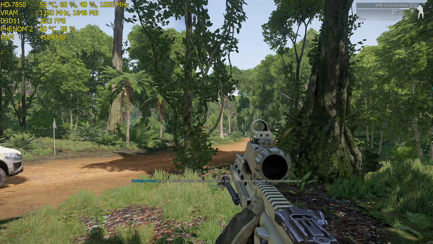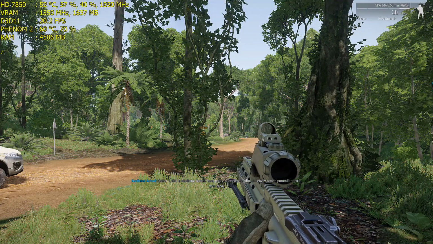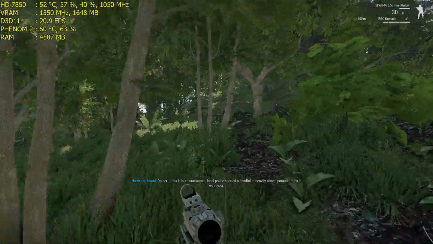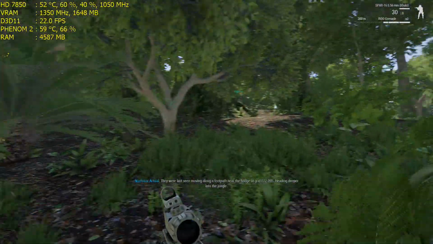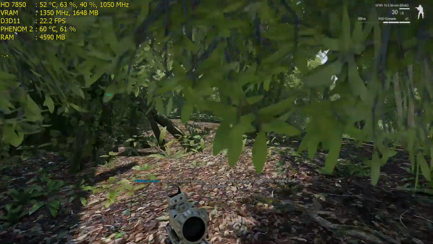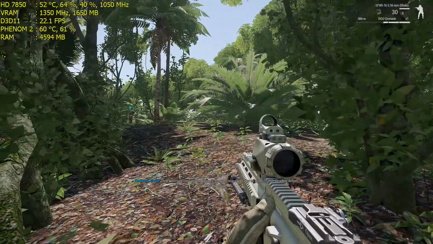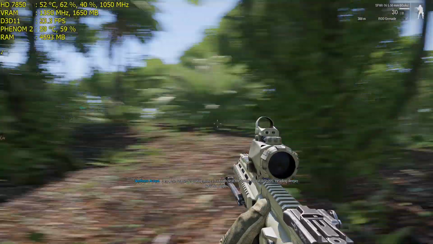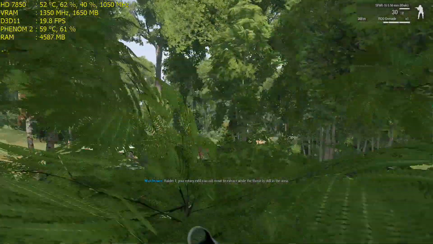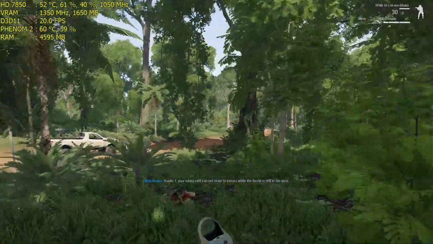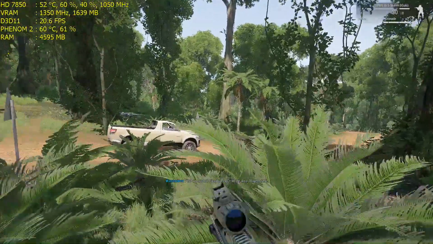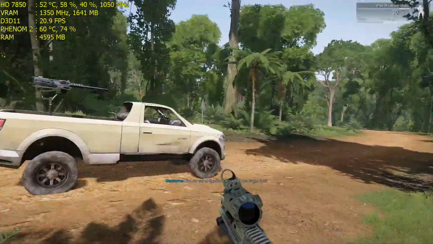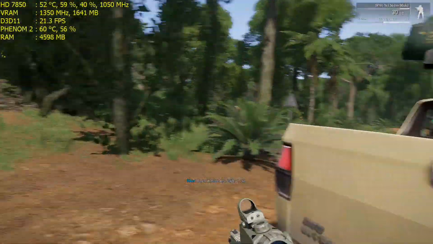Raider 1, this is North Star Actual. Local police spotted a handful of heavily armed paramilitaries in your area. They were last seen moving along a footpath near the bridge at grid 072095, heading deeper into the jungle. Raider 1, your rotary exfil cannot move to extract while the threat is still in the area. Find any and all Syndicate packs in the area. Roger. Over. Roger, Watchtower. Raider 1 out.